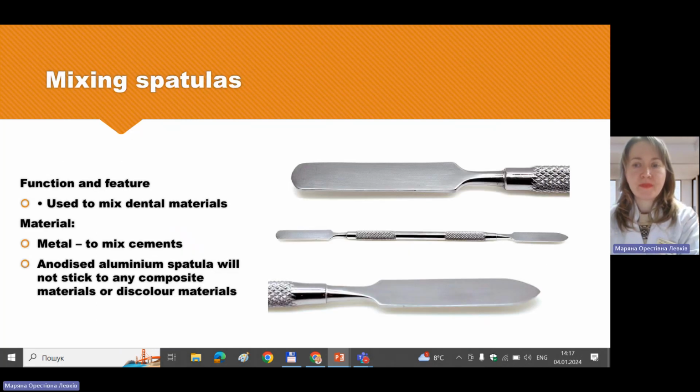Mixing spatulas. This is a metal instrument, double-ended. It is used for mixing cement on a glass plate.